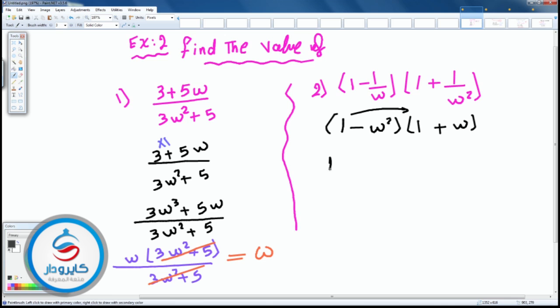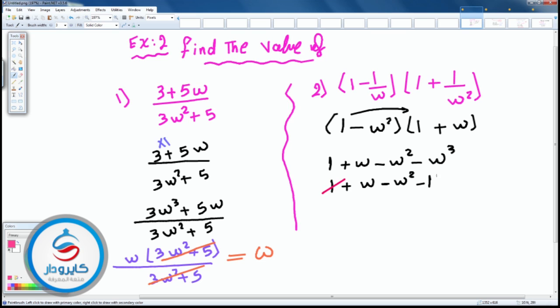1 times 1 equals 1. 1 times omega equals omega. Negative omega square times 1 is negative omega square. Negative omega power 2 times omega is negative omega power 3. Don't forget that 1 plus omega minus omega square, and this negative omega power 3 equals 1.